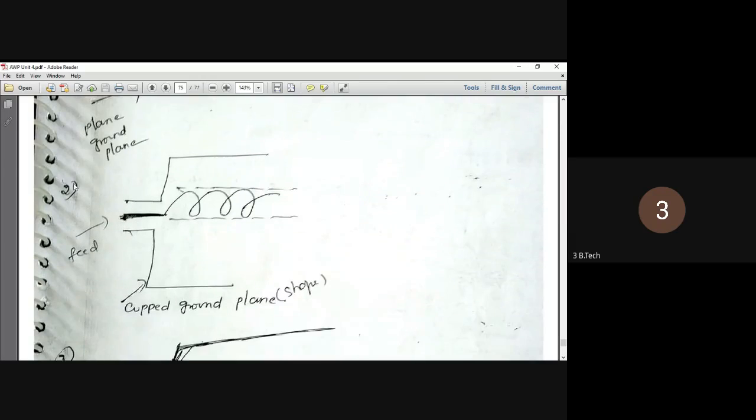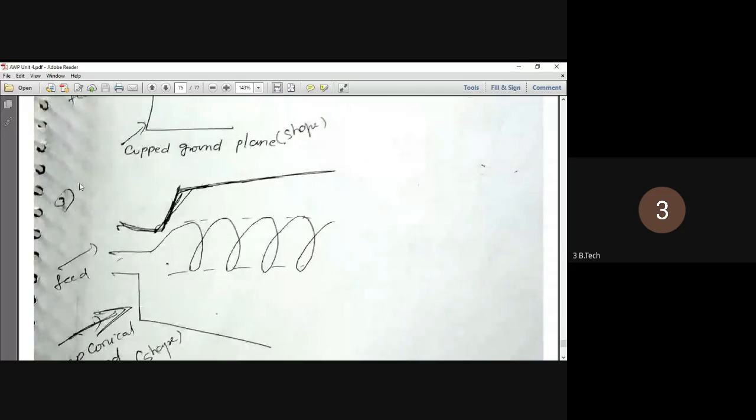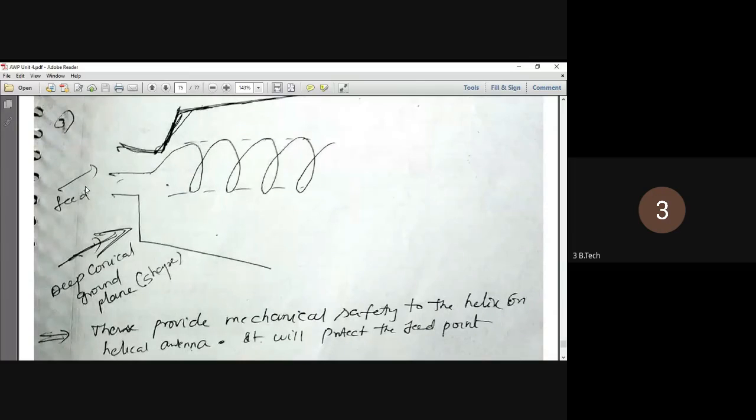While we come to the second one, it is like cupped plane. So it's like a cup seating and arrangement of this antenna. Okay, so how they will be doing is like a cup shaped. They will be arranging, right? And third one is conical shape, conical. So the 3 types of ground planes.